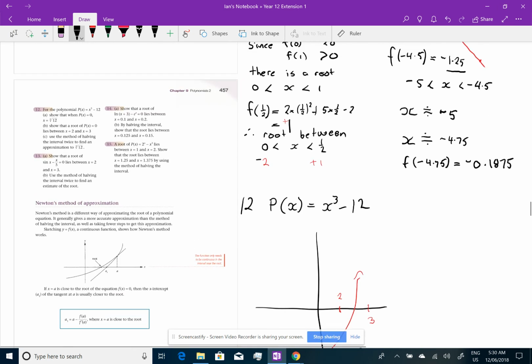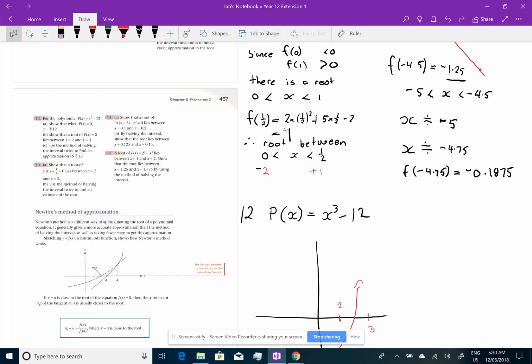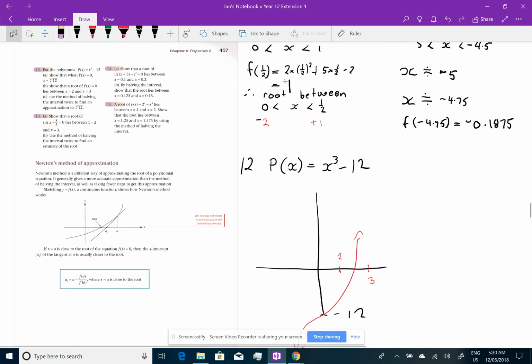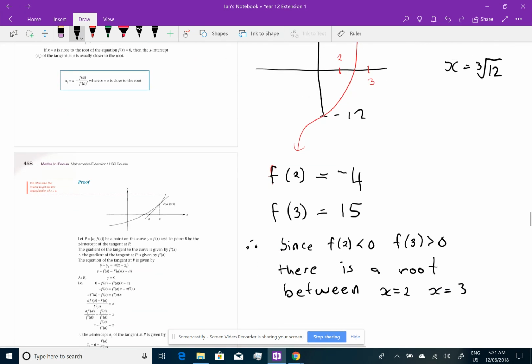All right, what was the rest of that question? Using a method of halving the interval twice, find an approximation. Well, this is what I'm doing, x cubed minus 12 equals 0. That's what I'm finding. I'm finding when x cubed equals 12, and I'm finding when x equals the cube root of 12. So I'm actually finding a solution to the cube root of 12. So let's halve the interval.